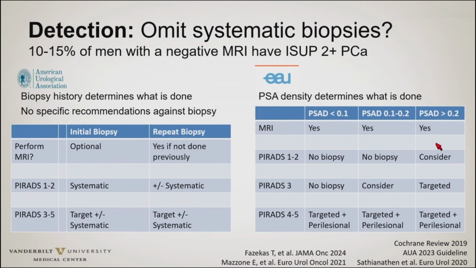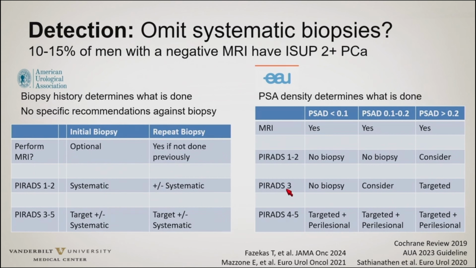But MRI is required before a biopsy for all scenarios. For a negative MRI, if your PSA density is low, they actually recommend against doing a biopsy. And this is sort of like a double negative concept. The biomarker, in this case PSA density, is negative, and the MRI is negative, and so the probability of finding cancer is quite low. If the MRI is negative, but the PSA density is quite high, there you should consider it based on other factors.